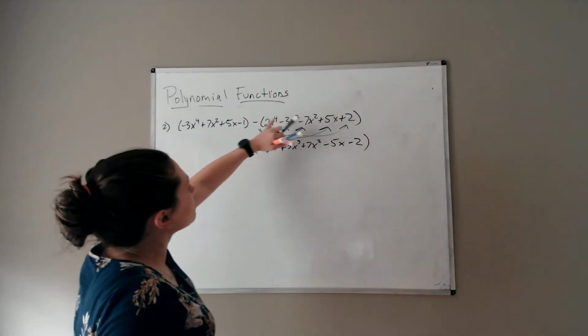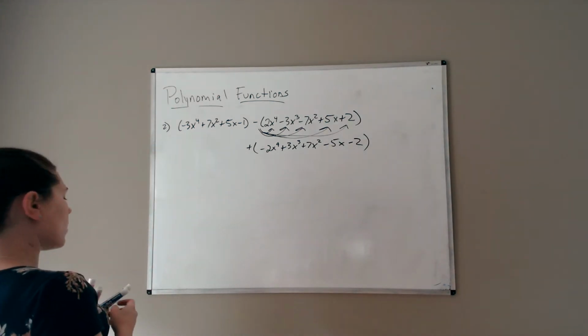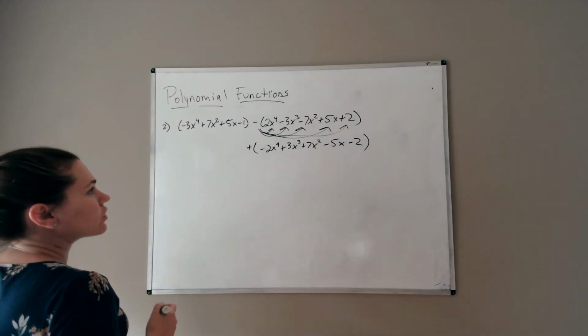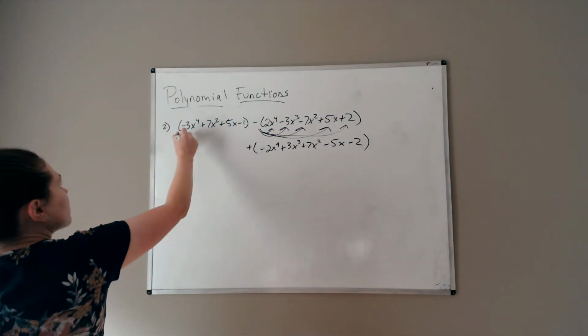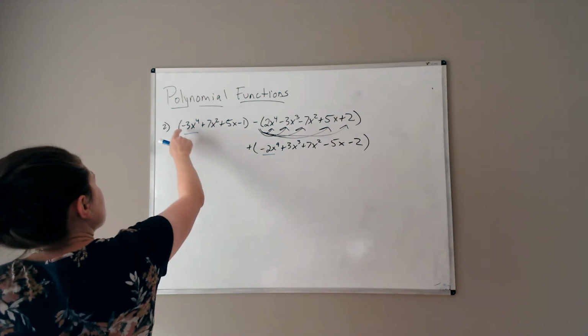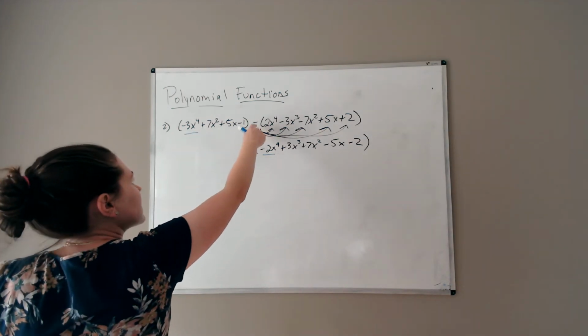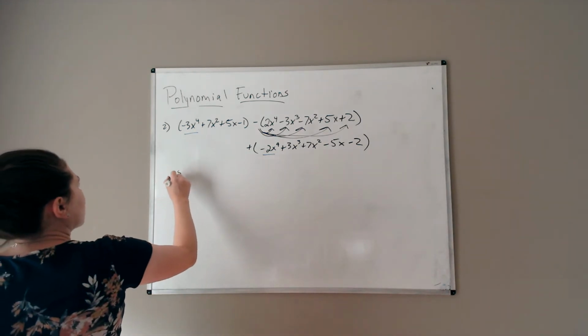So I like distributing the negative and now just looking at all of my terms. So we're going to go standard form, so largest exponent to smallest. So I've got a negative 3x to the 4th plus a negative 2x to the 4th, which is the same as negative 3x to the 4th minus 2x to the 4th. And that's going to put me at negative 5x to the 4th.